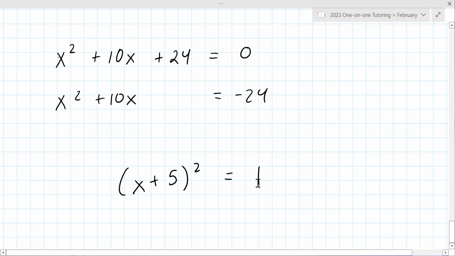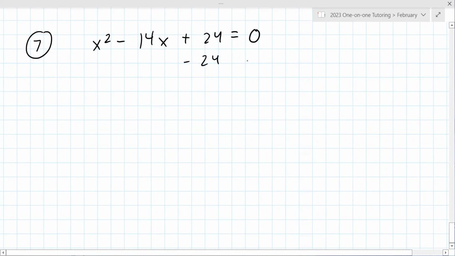All right, so new problem here. We're going to look at number 7 on your sheet there. It's a small variation on what we've been doing. So again, you move that number over to the right. So this is x squared minus 14x, leave a space, equals minus 24.